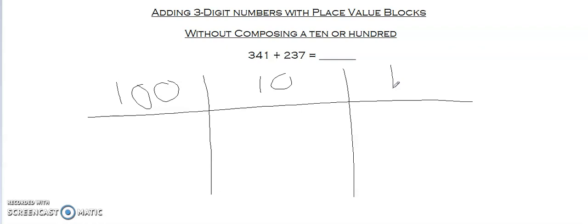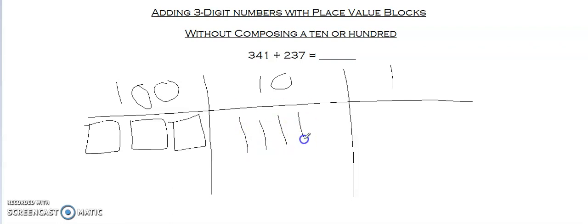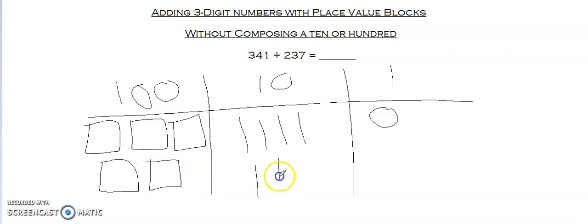So if we're looking at 341, I have 3 in the hundreds place, so I'm going to draw 3 hundreds. There are 4 tens and 1 one. So I have 341. Now I'm adding 237. So I'm going to draw 2 hundreds, 3 tens, and 7 ones.